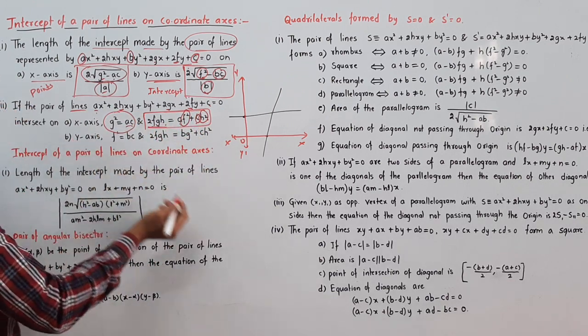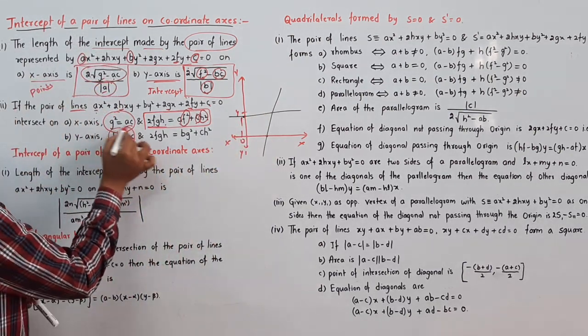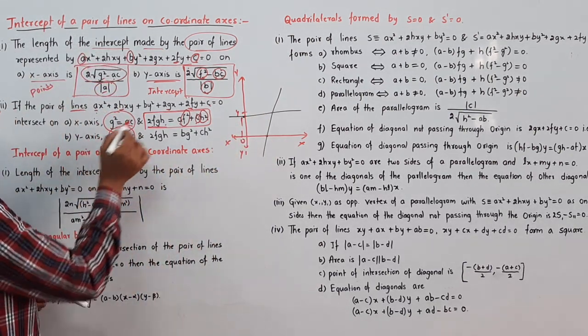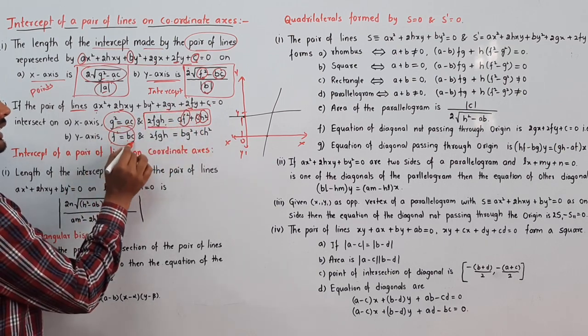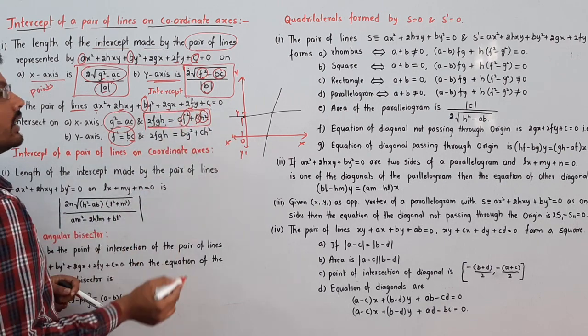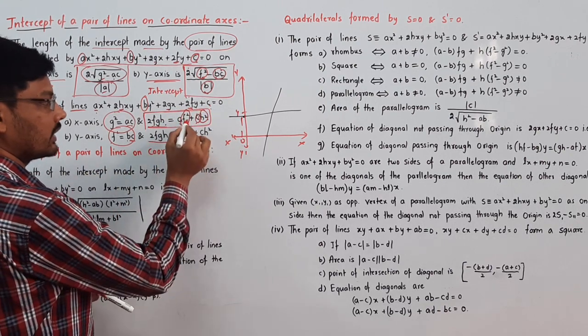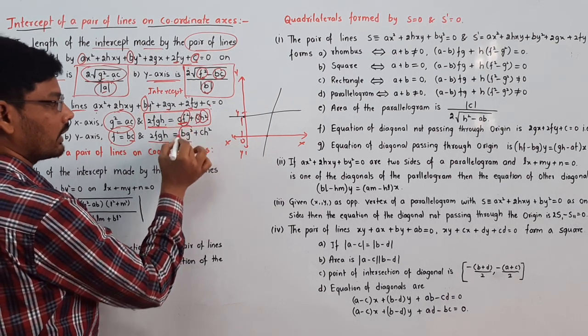Similarly, if you want the y intercept, the condition is f square is equal to bc. f is the coefficient of y, b is the coefficient of y square and c is the constant. And 2fgh is similarly equal to, with one change: here it is af square, and here bg square.